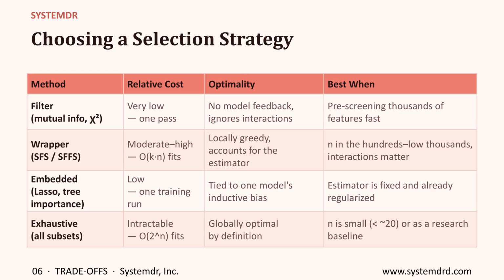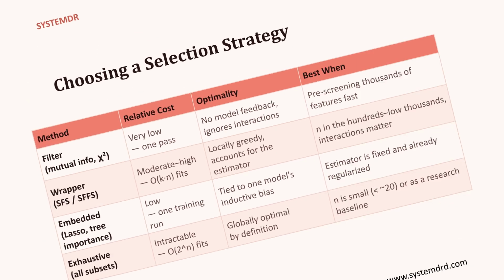And exhaustive search, evaluating every possible subset, is globally optimal by definition and completely intractable beyond about 20 features, because the cost is 2 to the n. It's a research baseline, not a production tool. The practical takeaway? Use filters to get from thousands of features down to hundreds. Use SFS to do the careful work in that reduced space, and save embedded methods for when your estimator is already fixed and already regularized.